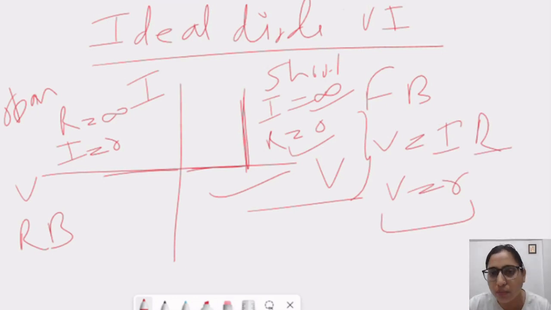Similarly, we can do it for reverse biasing also. Here, a few parameters are written for the ideal condition which we can use to perform our numerical practice or create the reference level. So this is the basic VI characteristics of ideal diodes.